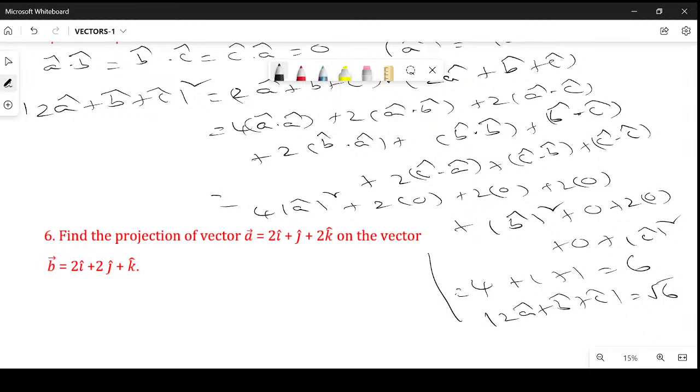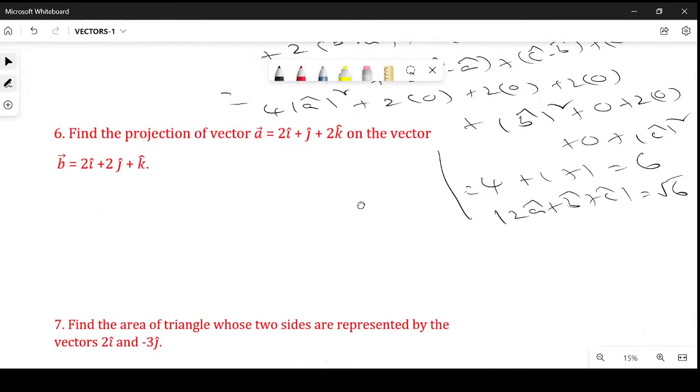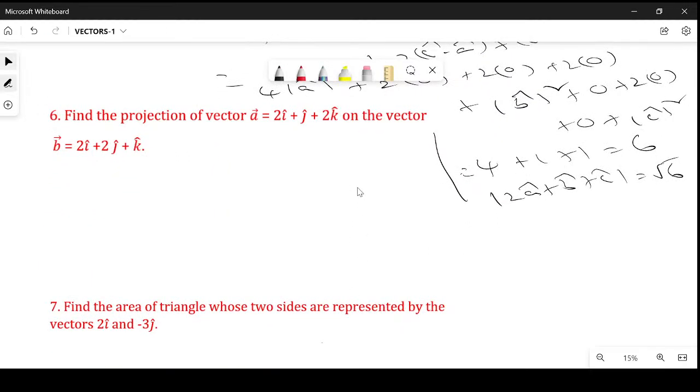Okay, the people who join late, if you are not understanding, you can ask me, and I can repeat the problem. Now you can see: find the projection of vector a bar on the vector b bar.